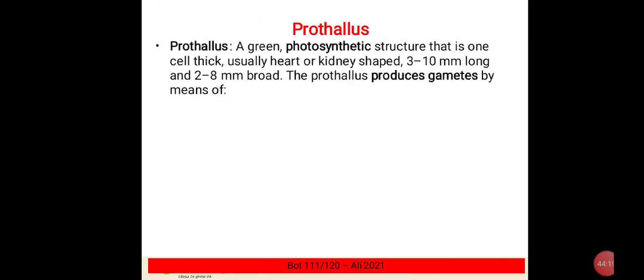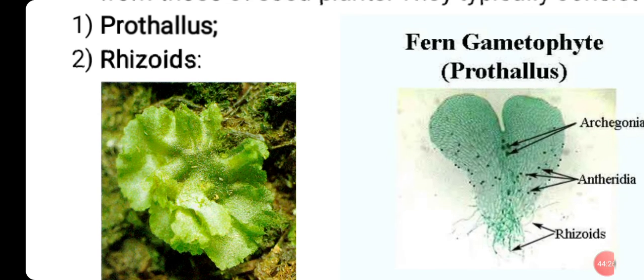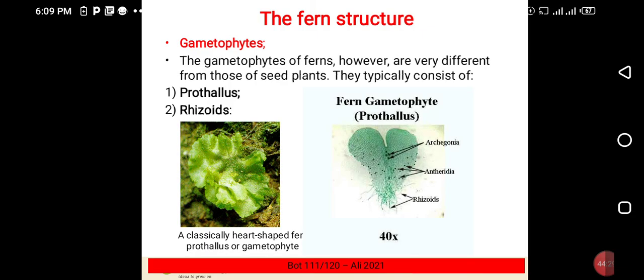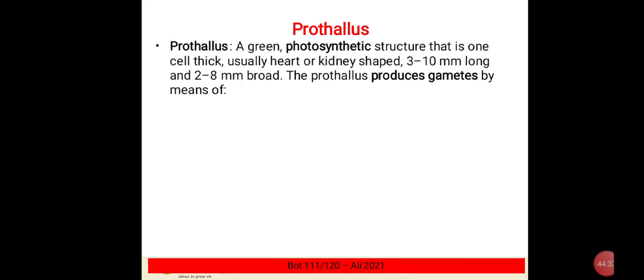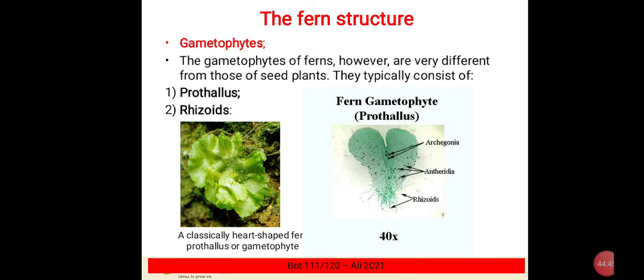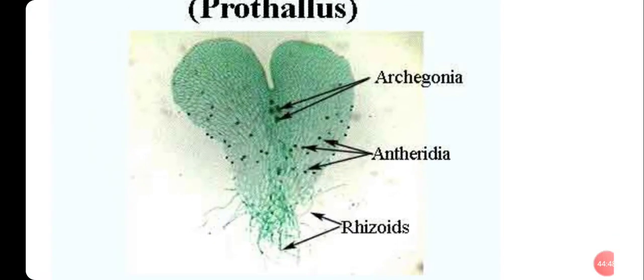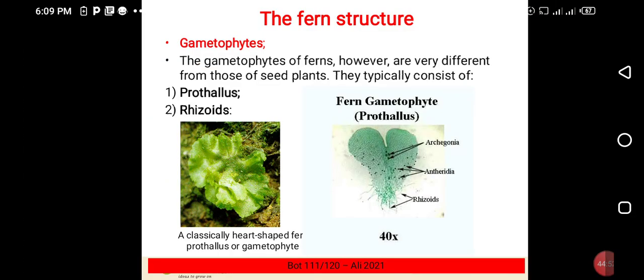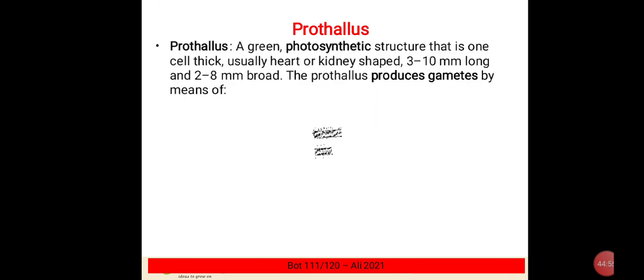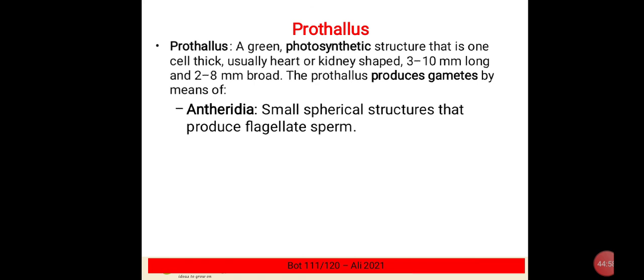Let's continue. Now the prothallus is green in color, as you can see. And if you see green color in plants, it means that it can carry out photosynthesis. Therefore, photosynthesis takes place due to the photosynthetic structure of the prothallus. Look at the shape of the prothallus. It looks like a kidney or a heart. Therefore, it is a heart-like or kidney-shaped prothallus. It is 3 to 10 millimeters long, and the breadth is 2 to 8 millimeters.